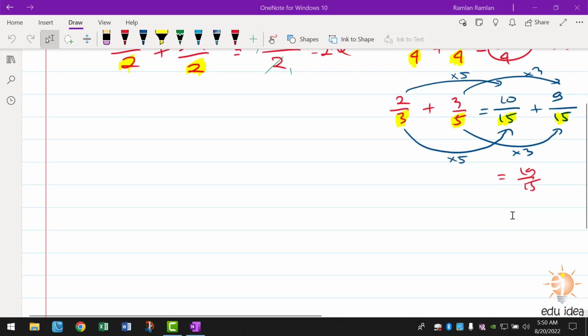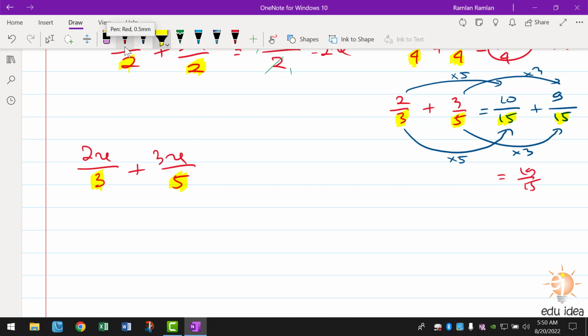Another example, if I have for example 2x over 3, and then add that with 3x over 5. And again, this is an addition. The first thing I need to do is to make sure that the denominators are the same. If they're not the same, then find the LCM of those denominators, which is 3 and 5, and the LCM is going to be 15. So make it so both of them have the same exact denominator.